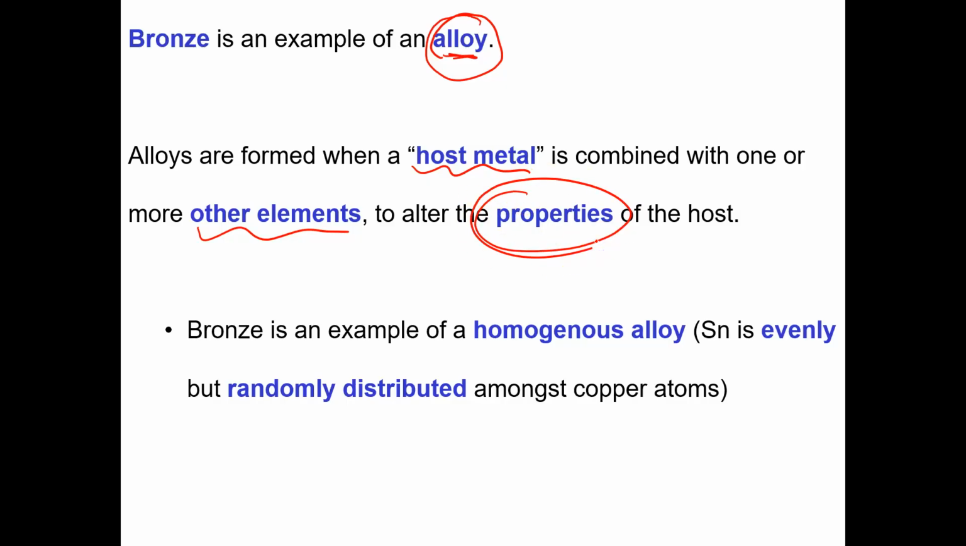Bronze is an example of what they call a homogeneous alloy, where what happens is you take your copper, you take your tin, you melt it down, you give it a good stir, and you let it solidify. So what ends up happening is the tin is evenly but randomly distributed among the copper atoms.